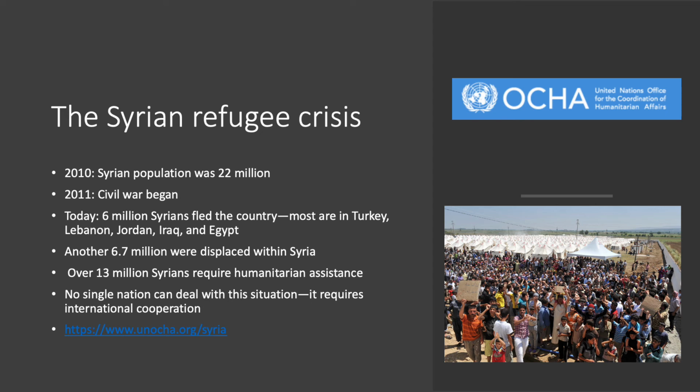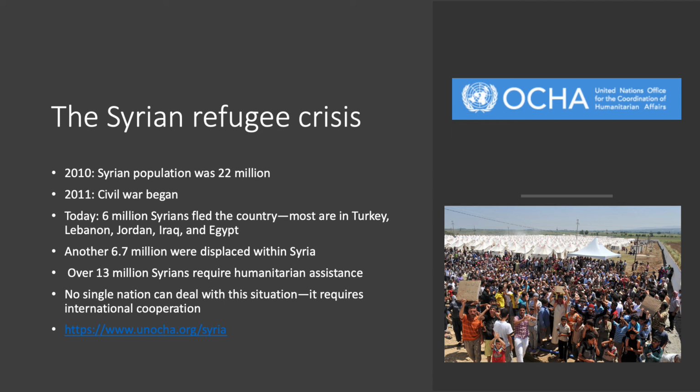But a horrible civil war began in Syria. And soon, 6 million Syrians out of the 22 million had fled the country. Most of them went to Turkey, Lebanon, Jordan, Iraq, and Egypt. Many of them, once they were in Turkey, were able to move from there into Europe. They were going to Italy. They were going to many countries throughout Europe, which caused all kinds of political crises in those countries. And another 6.7 million or more were displaced from their homes and moved elsewhere within Syria to avoid the civil war. So what we ended up with was over 13 million Syrians in different countries requiring humanitarian assistance.